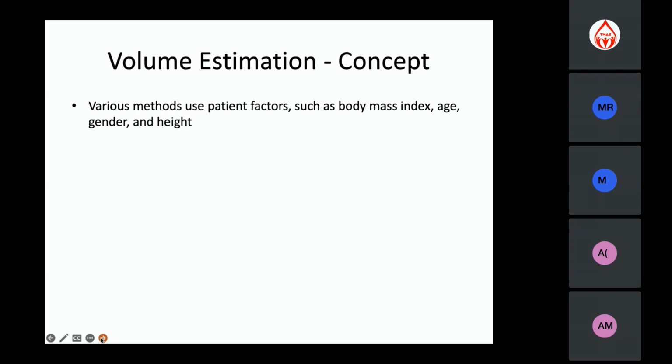Volume estimation of an individual can be performed using the patient's demographics such as body mass index, age, gender, and height. The commonly used formula is, for adults, 70 ml per kilogram body weight, and for neonates, 80 ml per kilogram body weight. In this formula we use only demographic factors of weight as well as age, two factors.